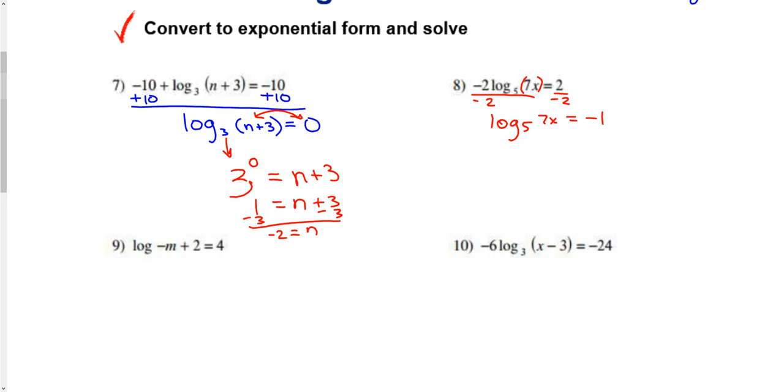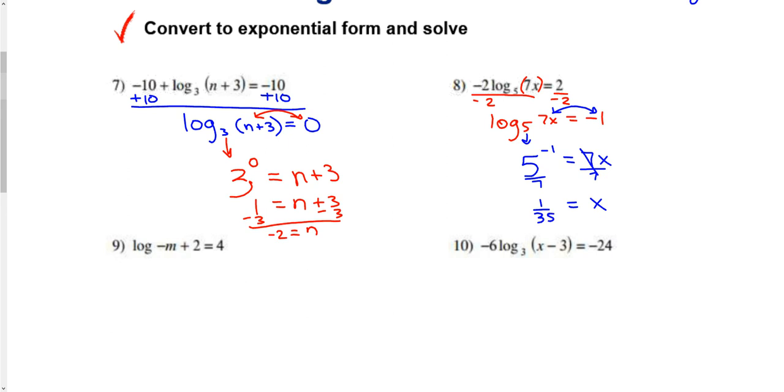So now that the log is all by itself on one side of the equation, I can convert it to the other form. So we're going to go from log to exponential form. So this 5 comes straight down, and then these two things switch. So I have 5 to the negative 1 equals 7x. How do you get x by itself? Just divide by 7. So you end up with 1 over 35.